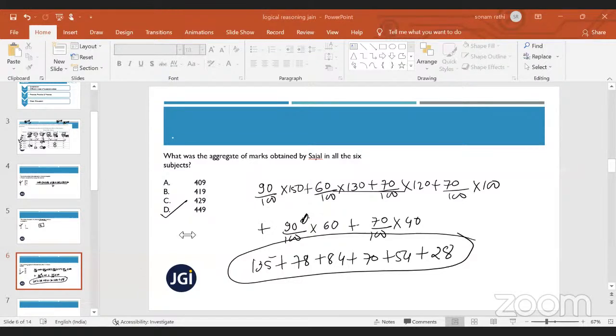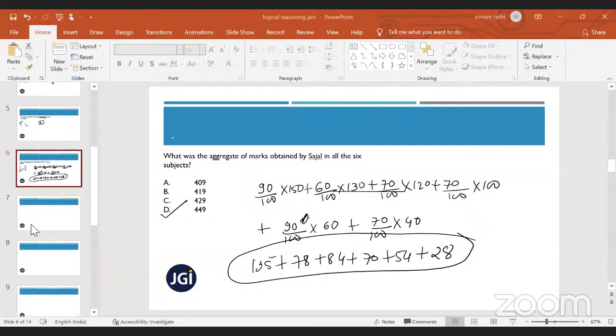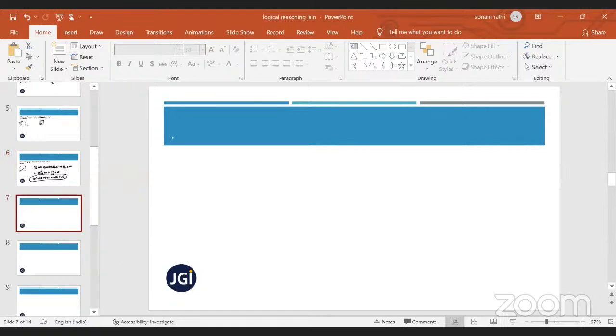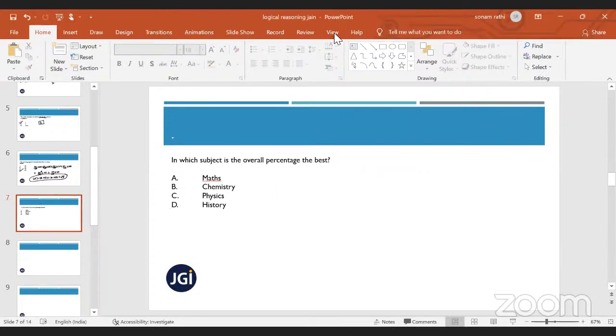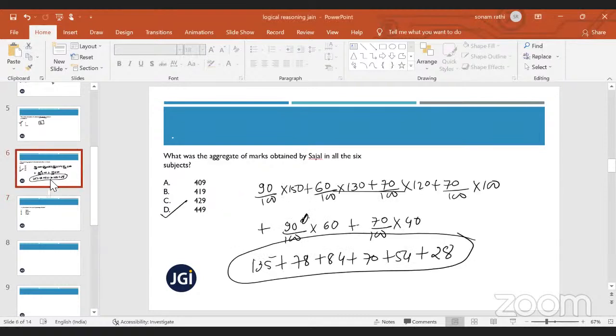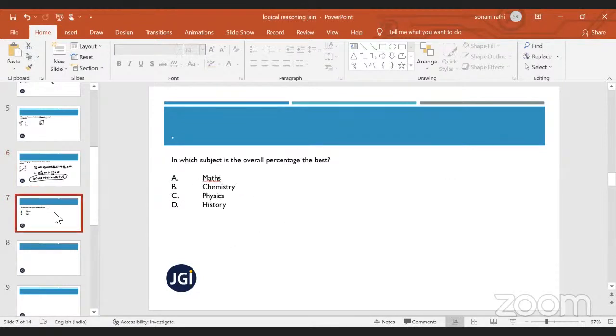Moving to the next question. Aggregate means total. So in this, you just have to do the total of it. Okay, question number 7.